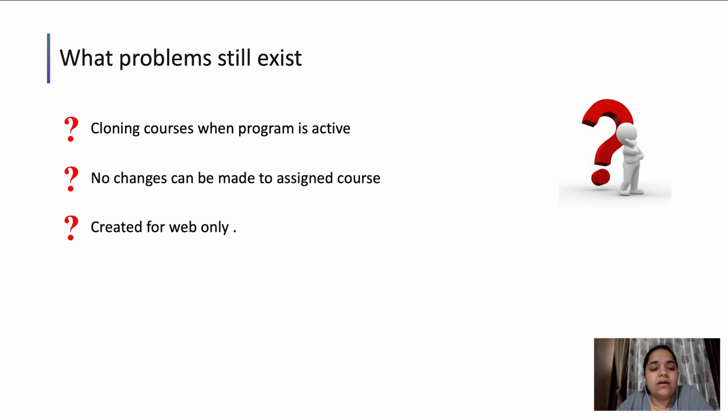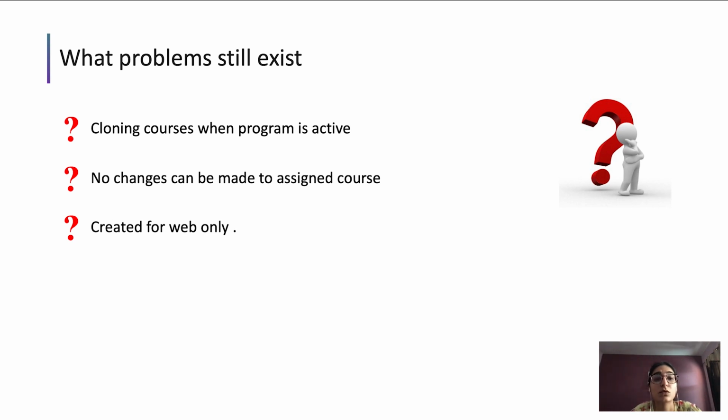Another problem is, for example, if any trainee has some course assigned and we want to change some material of that course, that trainee will not be able to see the changes that are being made. And the last point is, as of now, Academy is being created only for web. We can also create it as a mobile app, so that it's easily accessible for everyone out there.